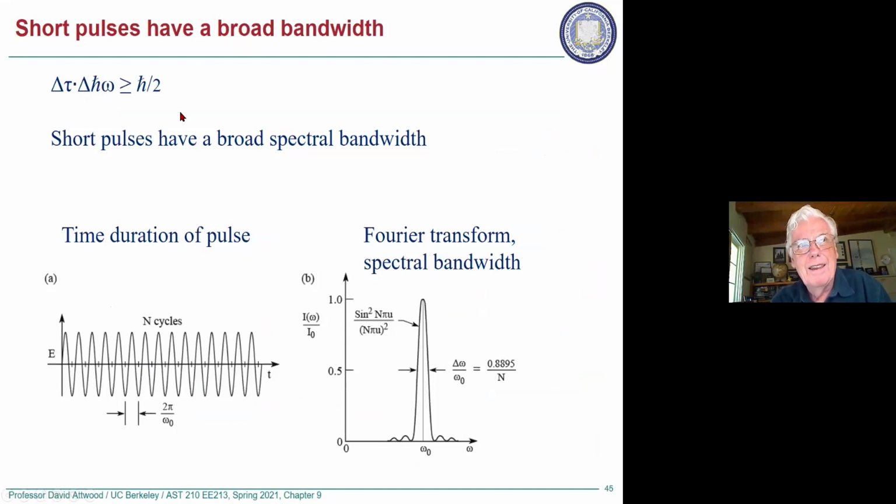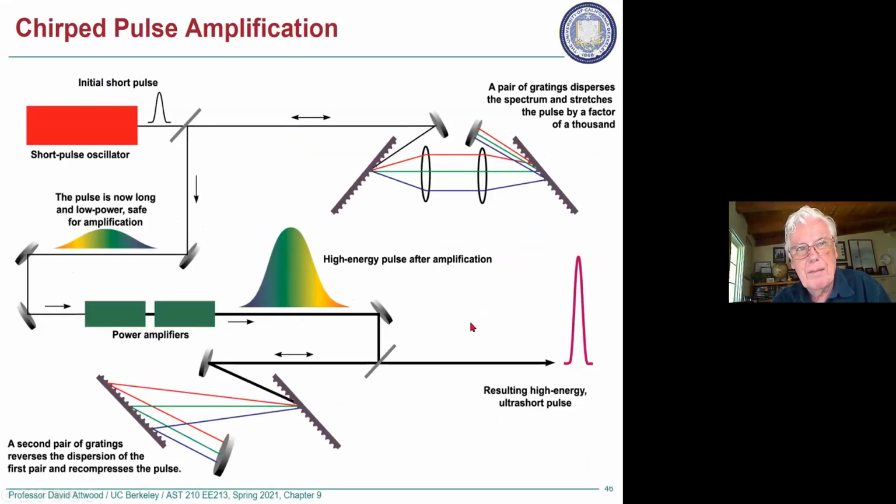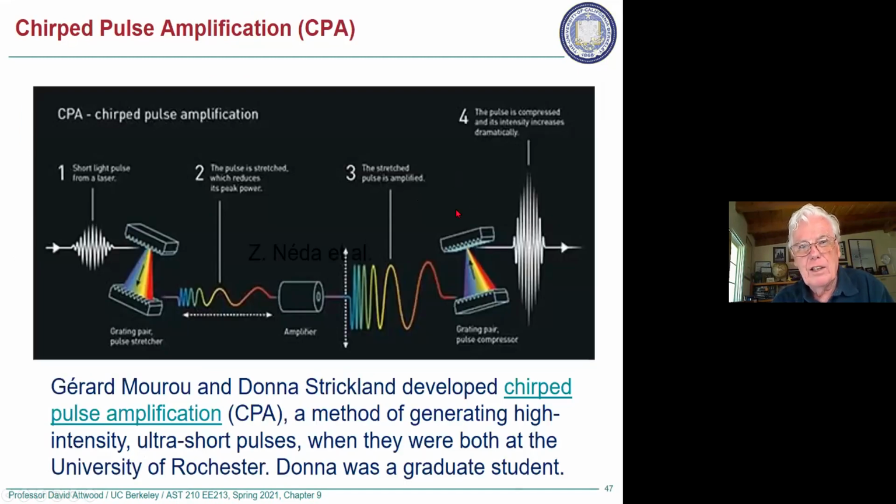Yeah, so basically they use this relationship and the fact that short pulses have a wide spectrum, okay? And this is one of the schemes of how they did it. This is showing how it's done today with gratings, but I think at the time Donna and Gerard used a long fiber, okay? And the fiber is dispersive. Inside the fiber, the different wavelengths travel at different speeds. So with a long enough fiber, you could spread out the wavelengths and then do the amplification.